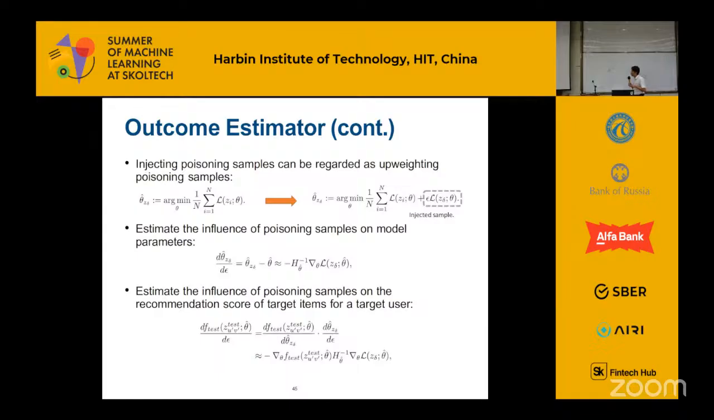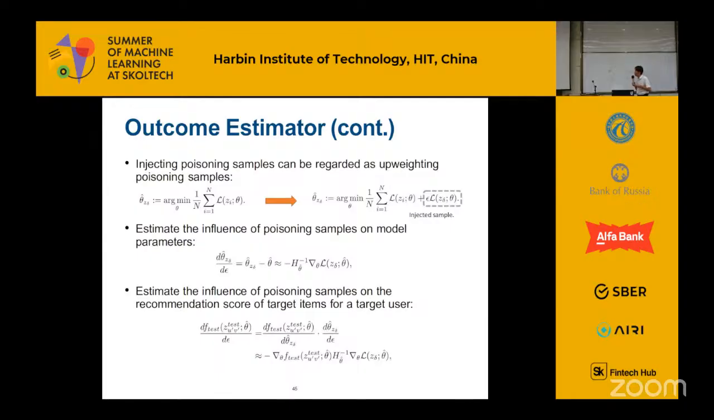Also, if we have an approximation of how the parameters change after injecting this kind of sample, we can use the chain rule in the calculus that we learned during our undergraduate studies, in order to estimate the influence of the poisoning samples on the recommendation score of the targeted items for our target user, apart from the change of the parameters. This is quite straightforward, because as it is a recommendation system, the score change is largely influenced by the parameter change, right? So we can just use the chain rule in order to derive it.